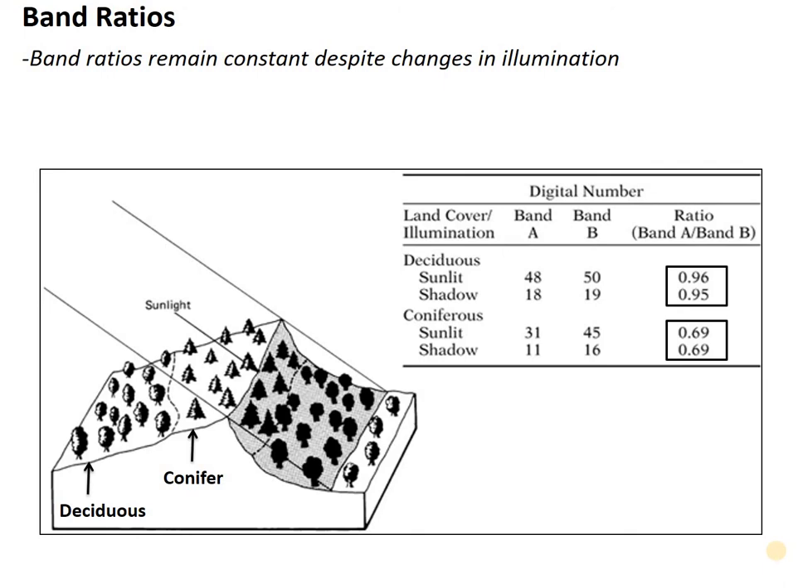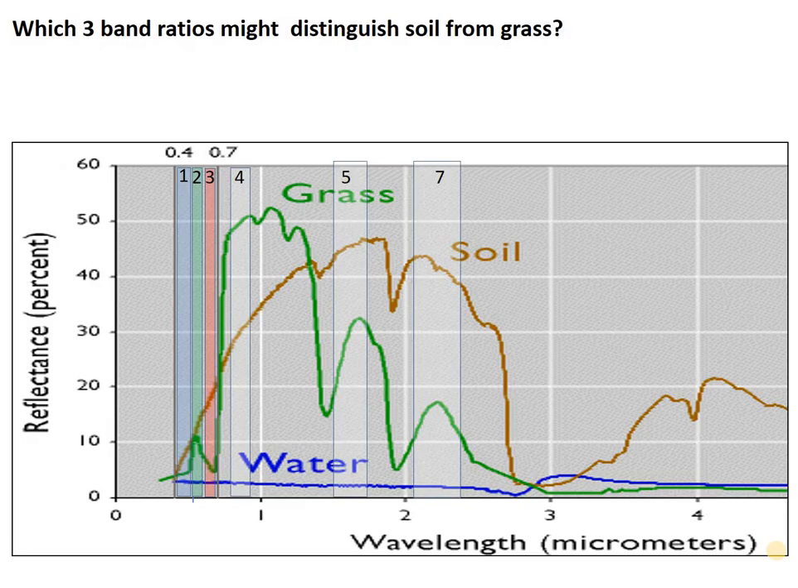This is a great idea. What if we try to use these band ratios to distinguish grass-covered fields from soil-covered fields? To think about how we might do that, let's look back at the reflectance spectra of grass versus soil, with the Landsat bands overlaid upon them. What are some band ratios that might help us distinguish soil from grass?